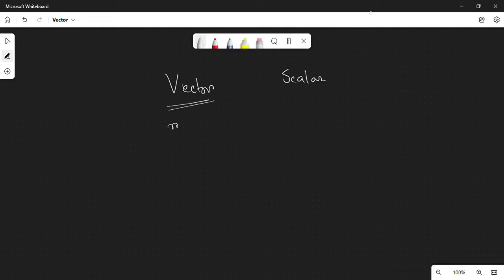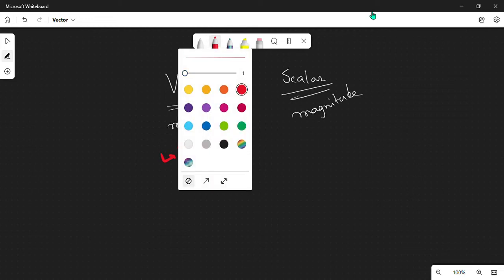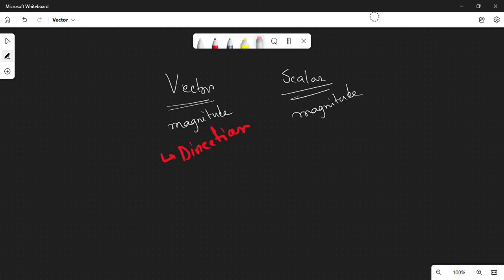Now, a vector has magnitude, and a scalar also has magnitude. The difference is that a vector has direction. That is one difference in both of their types. So let's discuss vectors today.